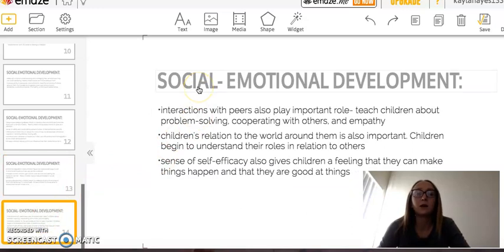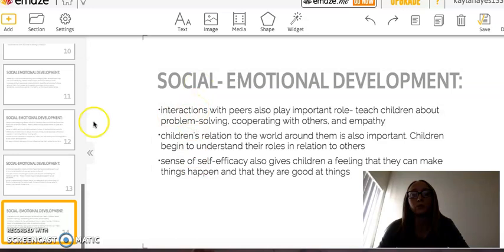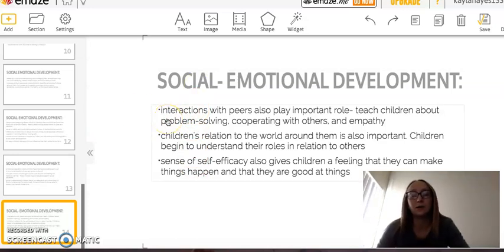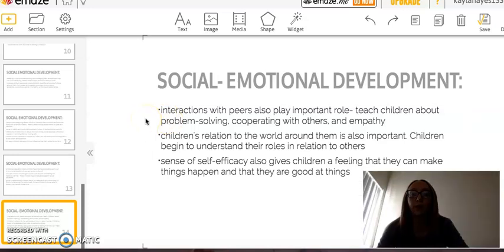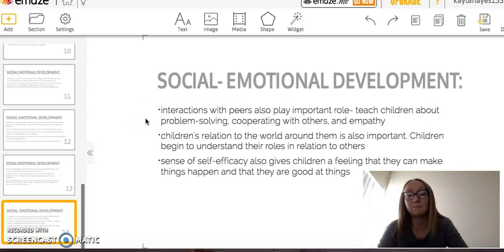And then a bit more. Interactions with peers play a really important role. It's not just interaction with a parent. These interactions with peers can teach children about problem solving, cooperating with others, and also help them develop empathy. Children's relationship with the world around them and how they see themselves in the world around them is also really important. They're able to begin to understand their roles and relationships to others, and their role in their family and in their classroom, things like that.